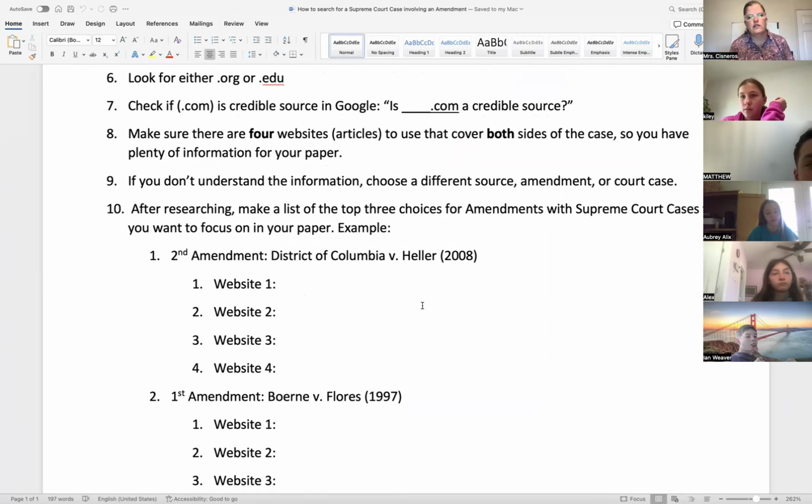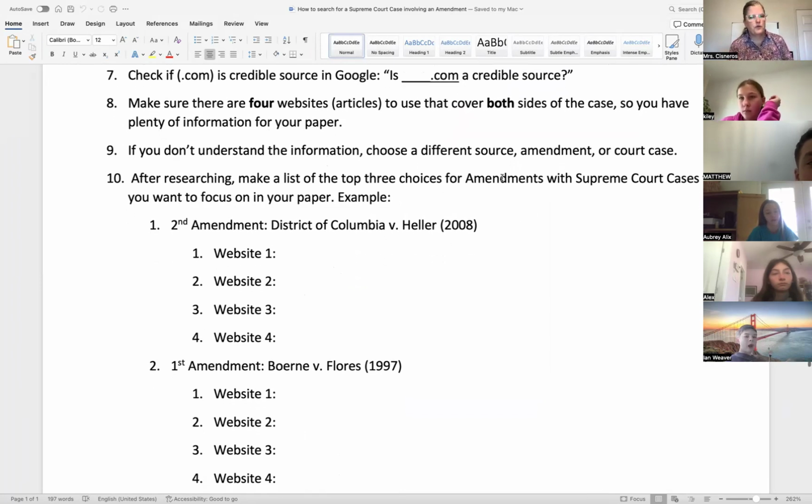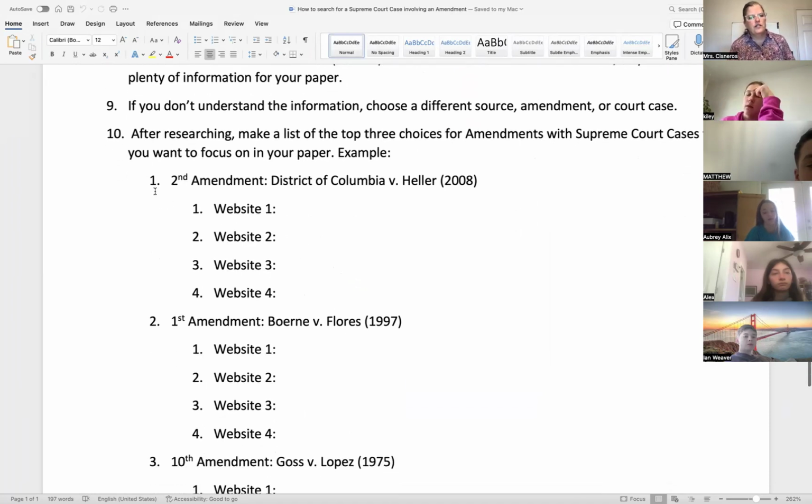After researching, make a list of the top 3 choices for amendments with Supreme Court cases that you want to focus on in your paper. So for instance, my first pick would have been the Second Amendment and District of Columbia v. Heller, 2008. And I do want you to include the date on here. I'm going to put a little Google Doc on Google Classroom for you to plug in these names of the cases and then 4 websites that address that case.